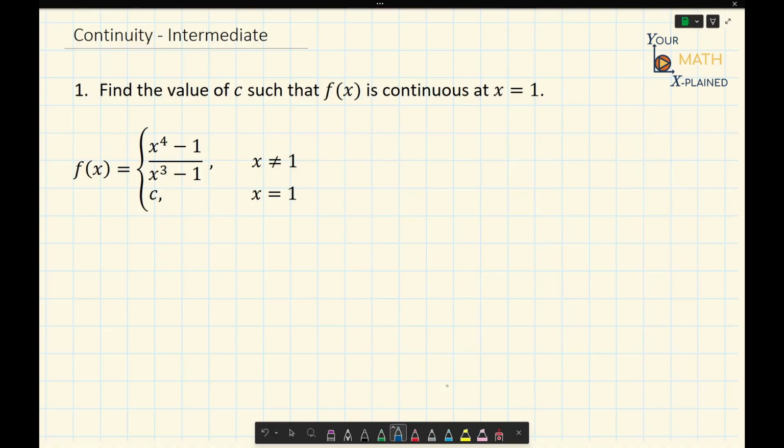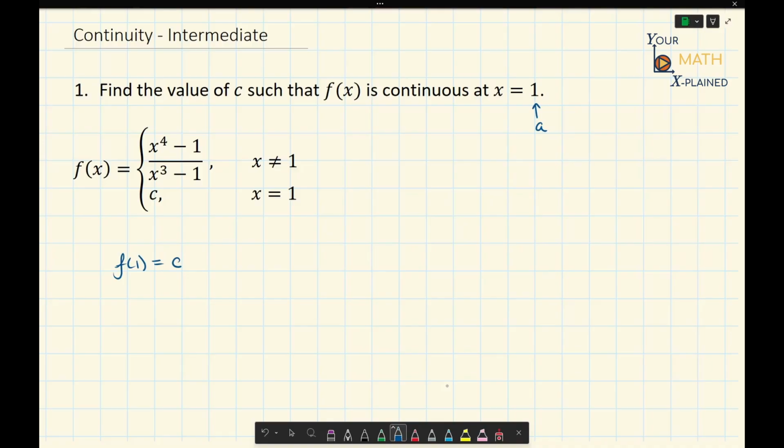For our first warm-up exercise, we want to find the value of c such that our function f of x is continuous at x equals 1. Now recall the three criteria for continuity. The first one is that our function must be defined at a, or in other words, a is within the domain. So our a value here is 1. And we can see that it is in the domain because f of 1 is equal to c.